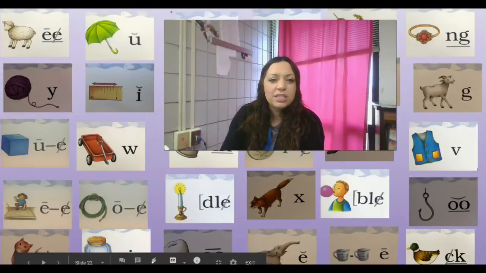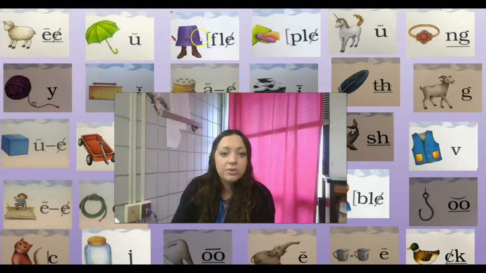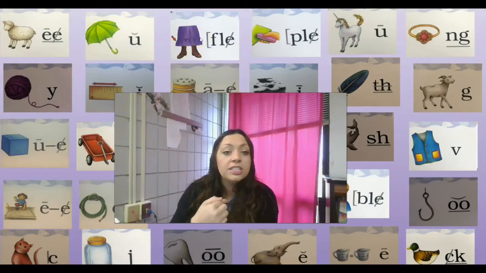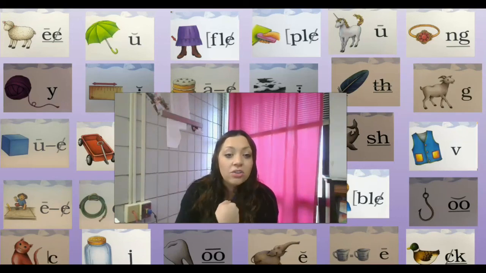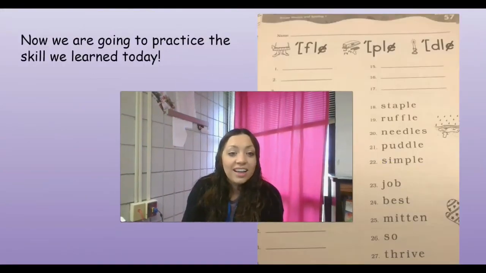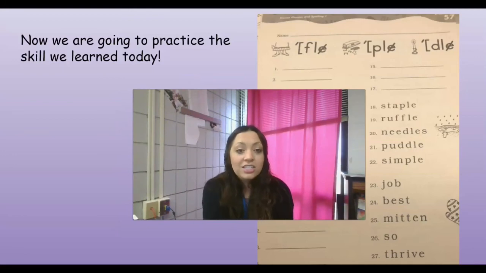All right, and I just want us to really quickly kind of look at the ones that we added today too. So we have ruffle, and so we'd say full, final syllable, F-L-E, very good. Staple, pull, final syllable, P-L-E, very good. And then we also added this one right here. So we say candle, dull, final syllable, D-L-E. And then we have bubble, bull, final syllable, B-L-E. Awesome. All right, guys, so we are going to go ahead and fill out our activity sheet. So go ahead and make sure you have it out so we can work together on it.